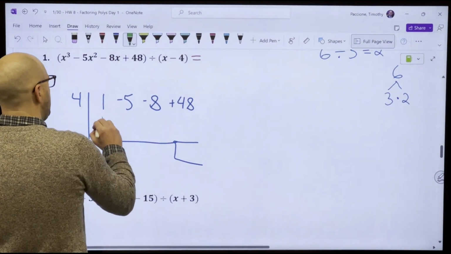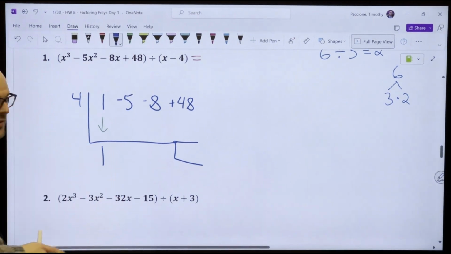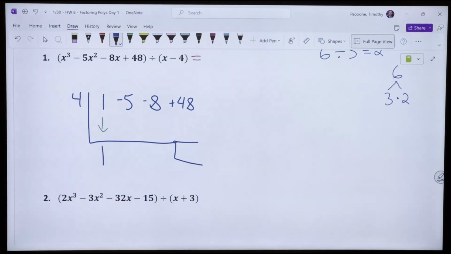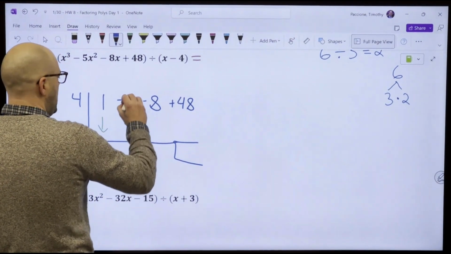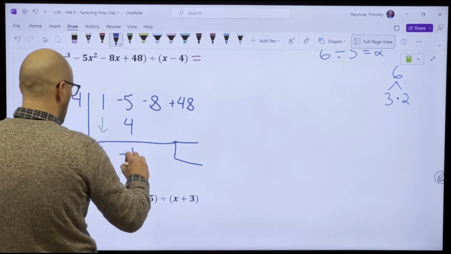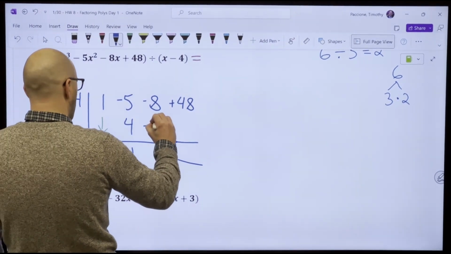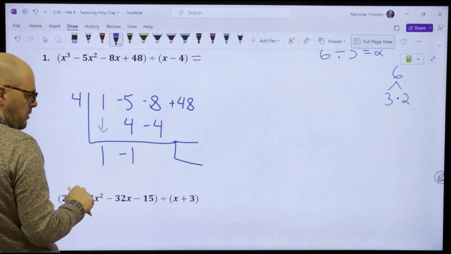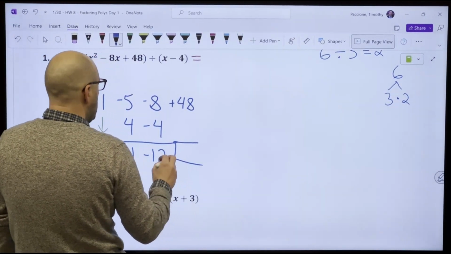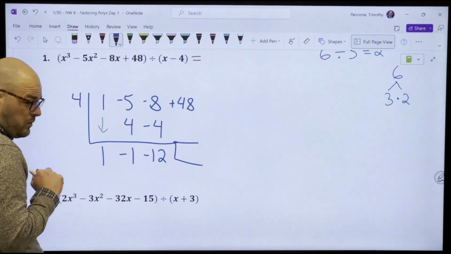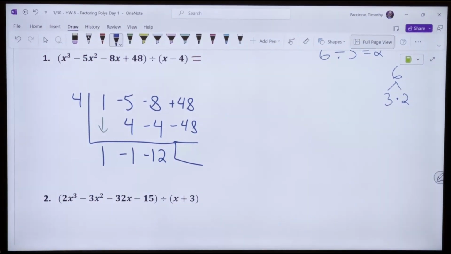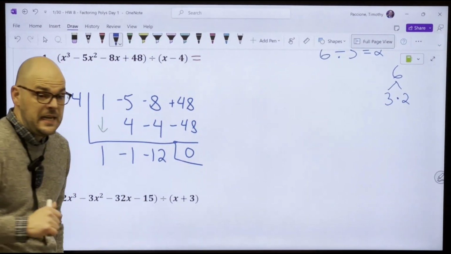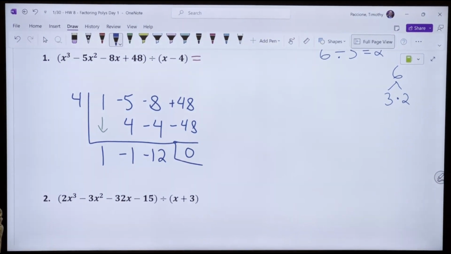So remember, the first step is you bring down this 1, and then you multiply, add, multiply, add, multiply, add, right? So I multiply 1 times 4, I get 4. I add, I get negative 1. I multiply, I get negative 4. I add negative 8, negative 4, negative 12. I multiply 4 times negative 12, negative 48, and then positive 48 minus 48, that's 0. So I learned that it is divisible, meaning it is a factor, meaning I can state the following.